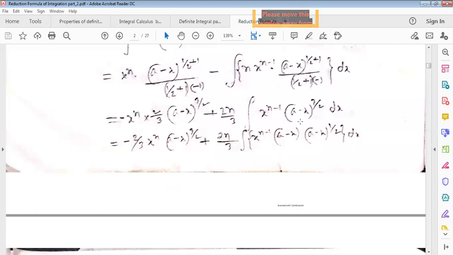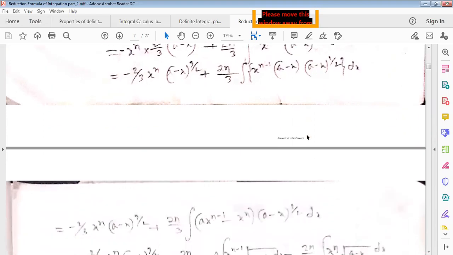This a minus x can be written as a minus x into a minus x to the power half. 3 by 2 means power, here power 3 by 2. This 3 by 2 can be written as 1 plus half, right? 1 plus half. This is why a minus x to the power 1 into a minus x to the power half, just taking a minus x into two parts.